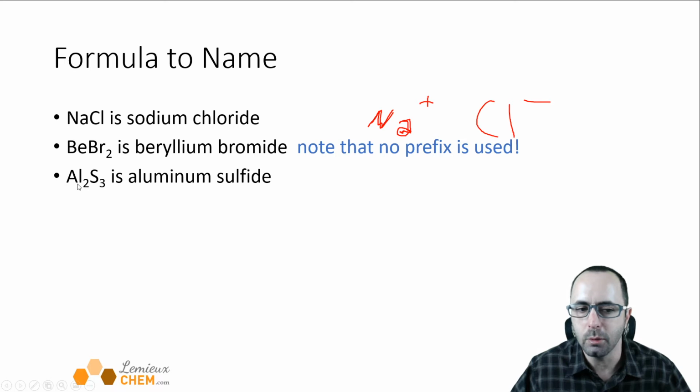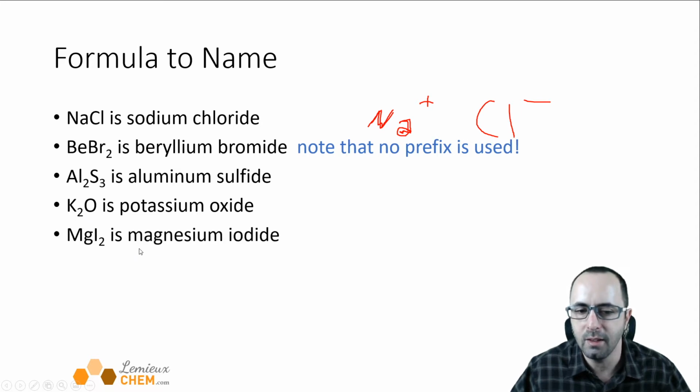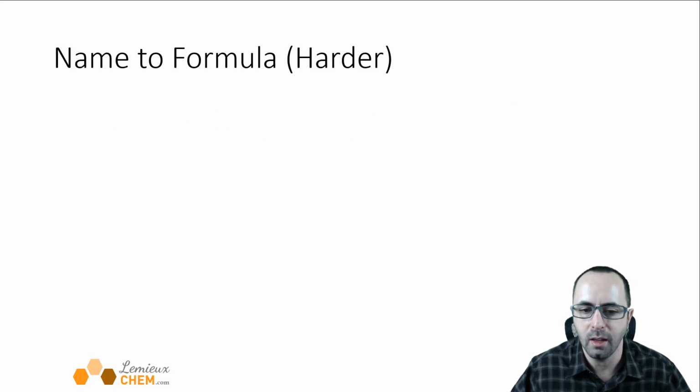Here again, aluminum sulfide. No dis or tris here. It's ionic. Potassium oxide. K is potassium oxide here. Magnesium iodide. And so I am going through this kind of quickly because it's mostly a review. But if you do have questions, make sure to come to my office hours, okay? Then I can help you a little more.